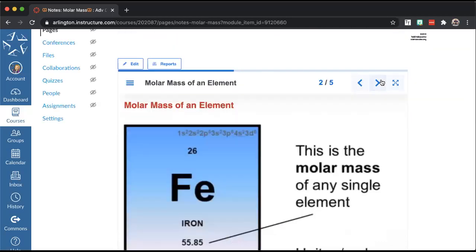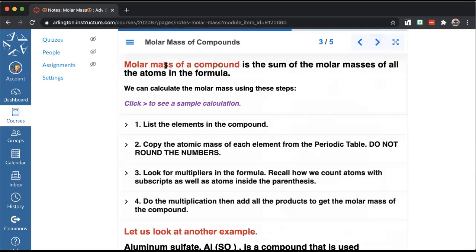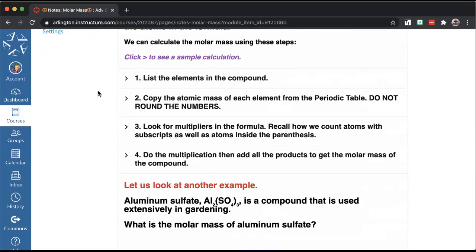When you go to the next page, now it's going to talk about molar masses of a compound. So if you have a compound, obviously that's going to be multiple elements, and sometimes they're going to have subscripts and different things like that. So you have to sum the molar masses of all the atoms in the formula. Okay, so there's a sample calculation here. It's pretty straightforward to follow.